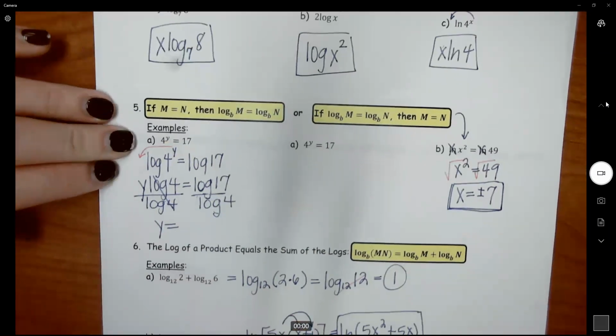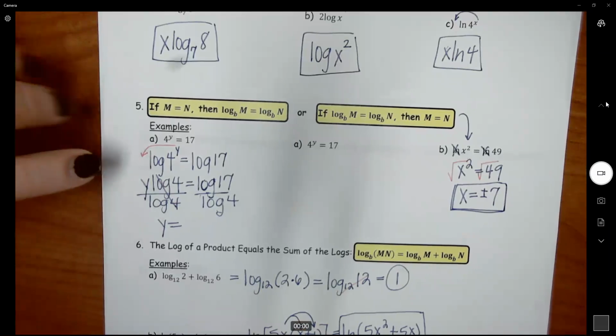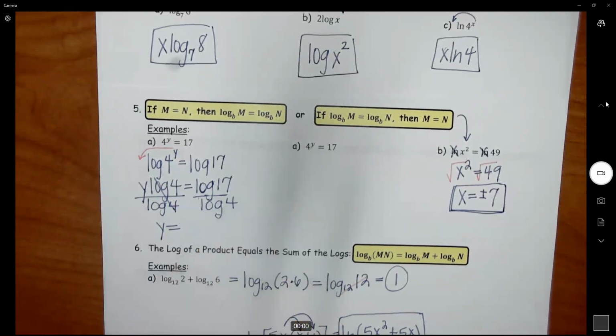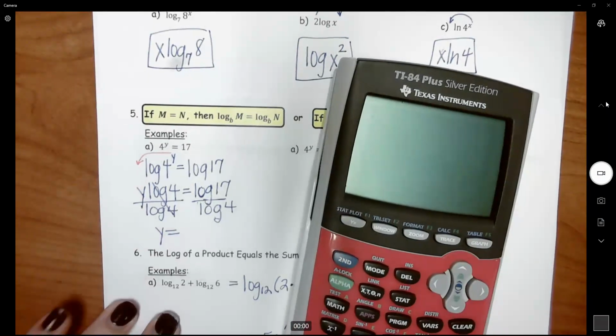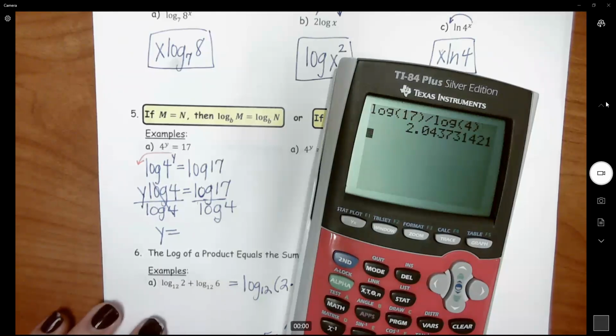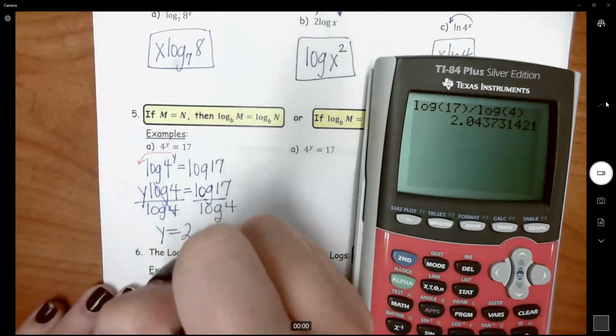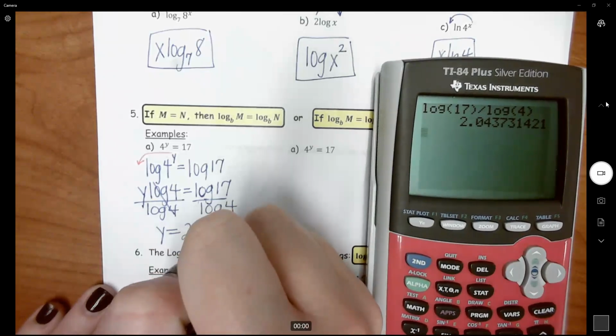Okay. My log 4 over log 4 cancel. And so now I can put this into my calculator. So we got log 17, close parentheses, divided by log of 4. And we get about 2.0437.